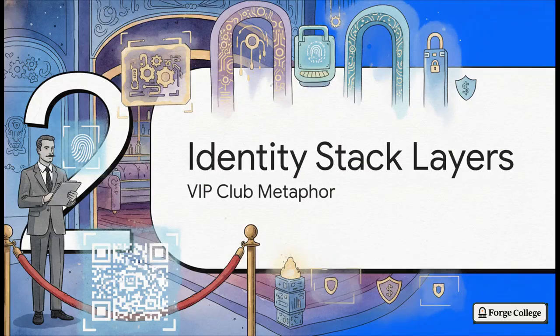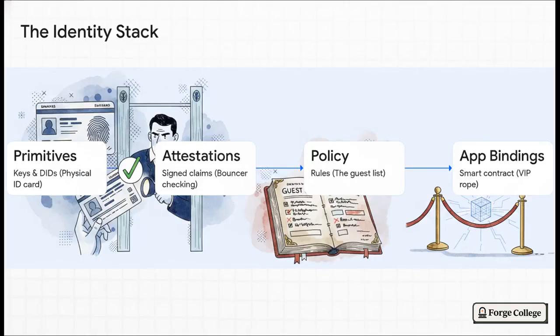Moving right along to Section 2, the identity stack layers. And we're going to use a VIP club bouncer metaphor here, which is actually super helpful. We can really simplify decentralized identity by comparing it to the security at an exclusive VIP club. Let's break it down. First, your primitives, like the raw keys and decentralized identifiers, that's just your physical ID card. Then the attestations are the signed claims. Think of this as the grumpy bouncer physically inspecting your ID under a flashlight. Next, the policy is the actual guest list that holds your name. And finally, the application binding is your smart contract actually granting access. Basically, the velvet VIP rope unhooking so you can walk right in.